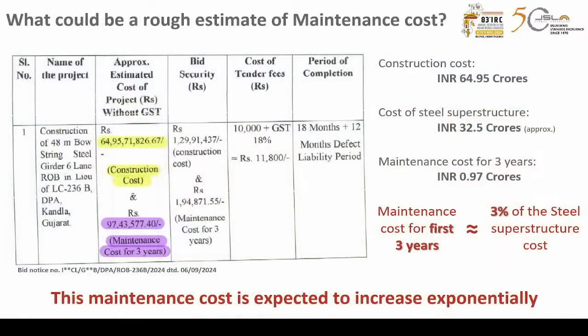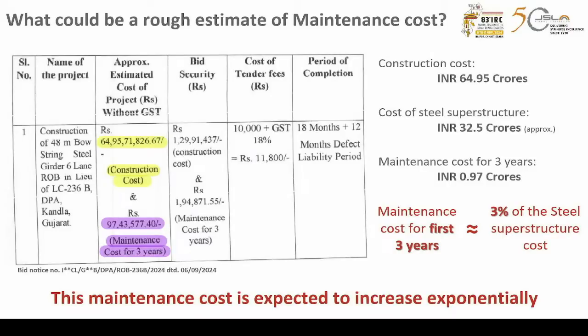Then I also tried to figure out a rough estimate of the maintenance cost, because maintenance cost is defined in some codes, but I wanted a reference. This is a tender, a bid notice that had come up in September. Over here, we see that this is a tender for a 48-meter bowstring girder steel span, very close to the coastal area. This is Kandla in Gujarat.